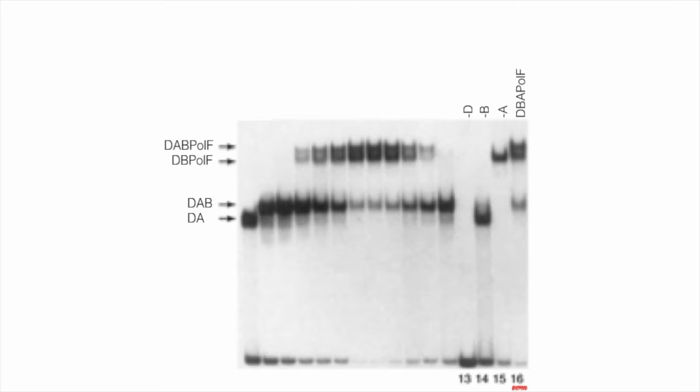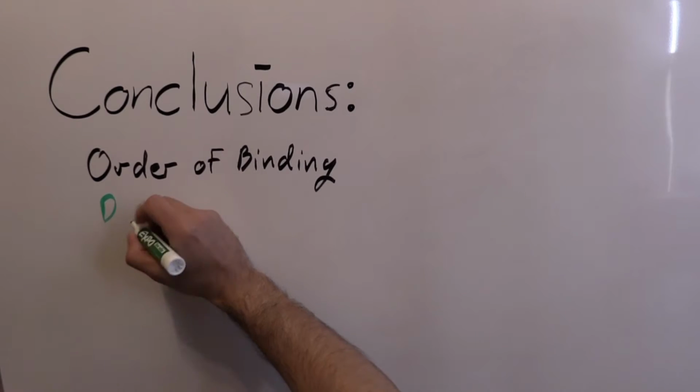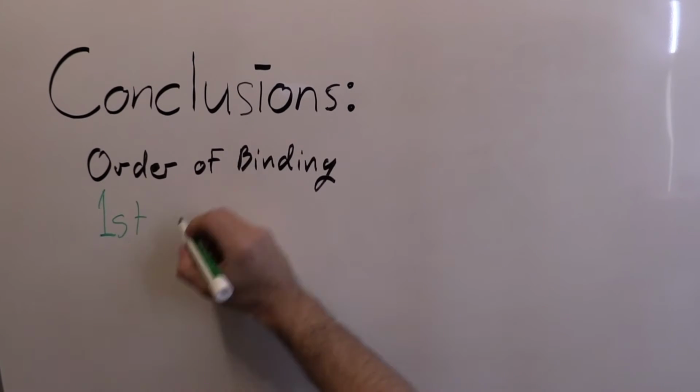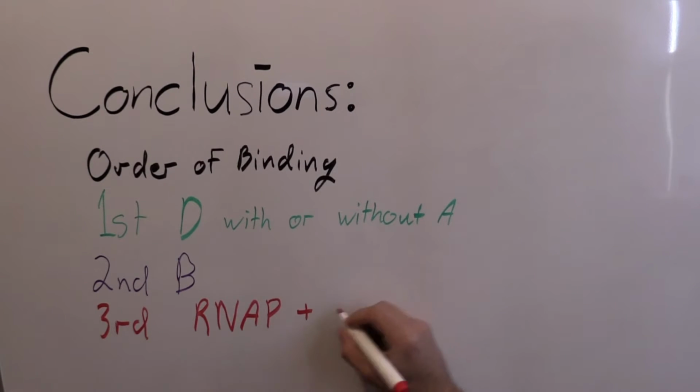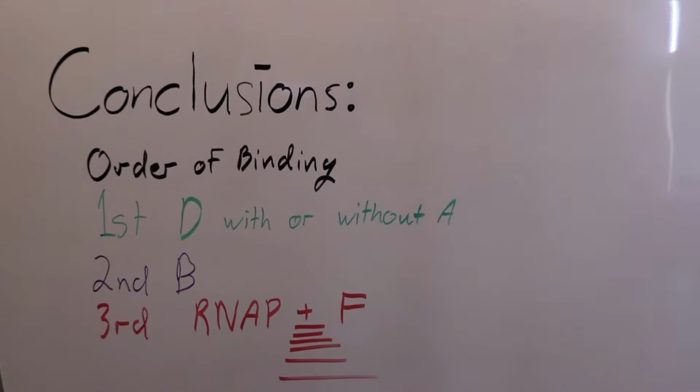Now lane 16, it has everything. It's really like a control to compare all the other bands to. It's nice. So what are some conclusions that we can draw? Well, first, we can say that D binds first with or without A, then comes B, and then third comes RNA polymerase with F. Remember, it comes in with F. I've said this enough times. Remember. Okay, let's move on to the second mobility gel.